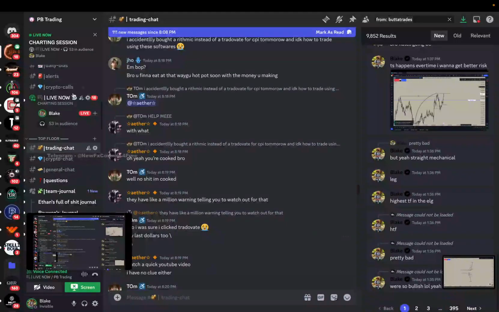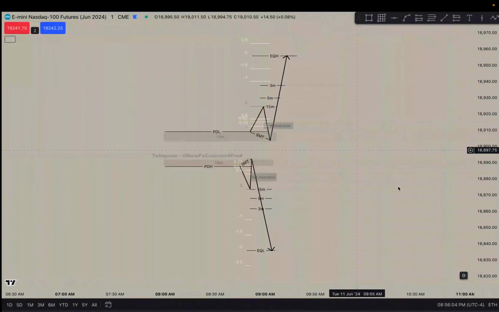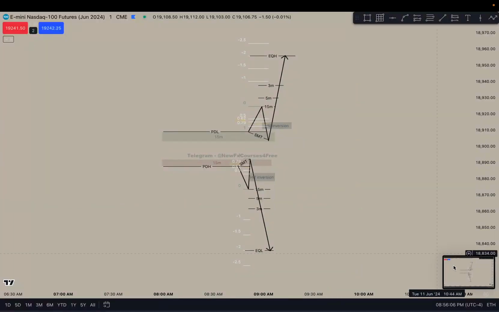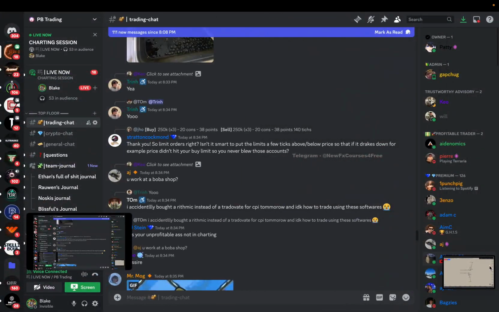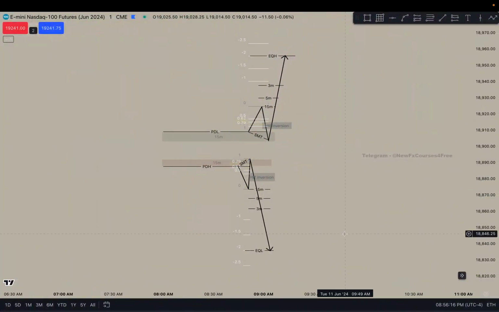I will pin this in trading chat also. Got to get a name for it though. Yeah, it would be an A. Yeah, I guess an A+ would be an open high into here.